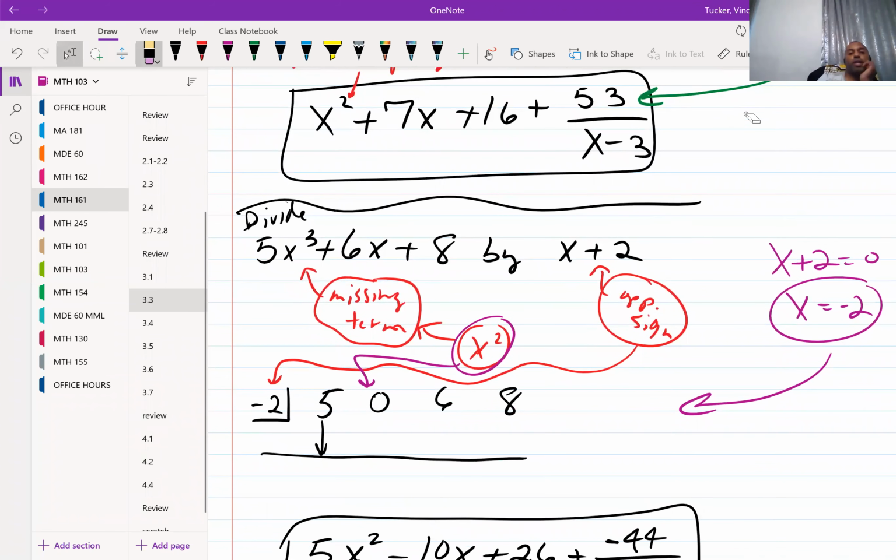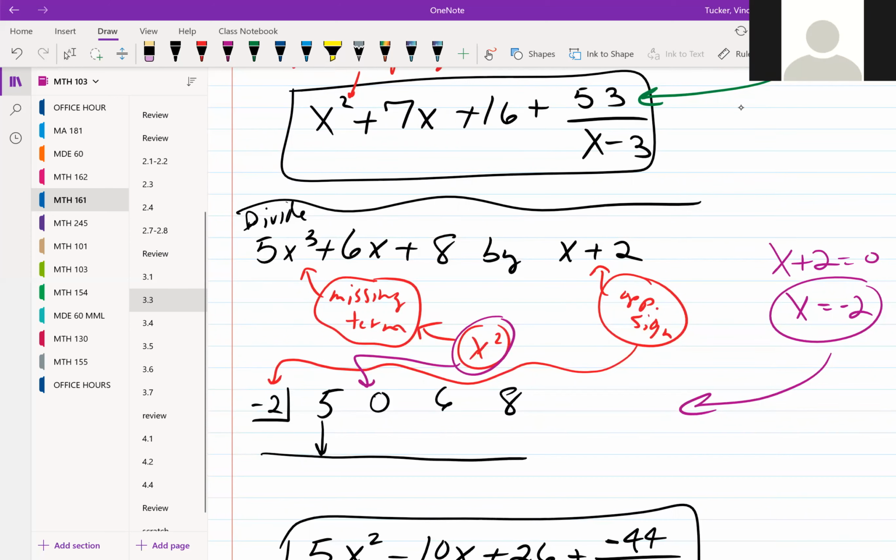All right, so the next one, we got 5x cubed plus 6x plus 8, and we're gonna divide that by x plus 2. So don't forget, we're gonna use the opposite sign. There's two things going on here that we have to make sure we hold true to. In our little box, we're gonna use the opposite sign. Yep, I had my eraser still on. Come on, eraser, work. Anyway, use the opposite sign of this. That's why we have -2 in the box.